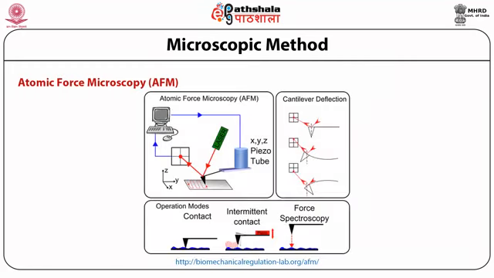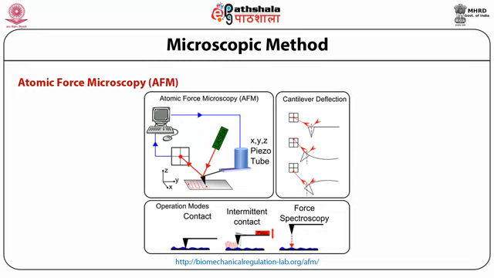Atomic force microscopy is another microscopic method which is very powerful and is rapidly developing for investigation of nano-sized objects, and it belongs to the scanning probe microscopy family. Now, the atomic force microscope is actually comprised of a cantilever tip assembly that raster scans across the sample surface using a piezoelectric tube controlled by a computer. The cantilever tip tapers to a very sharp point, typically less than 10 nanometer radius of curvature, as shown in the figure.